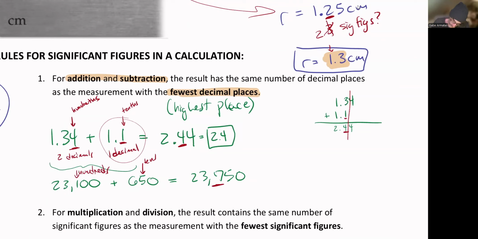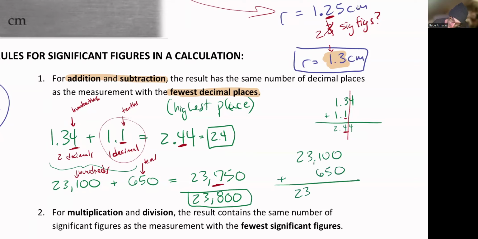So this would round to 23,800. There we go. Done. Again, we could use this other method by saying, all right, I've got 23,100 and I've got 650. I'm going to add them together to get 23,750. And then I'm going to take that line and put it in where I see the last significant figure. It's right there because we have to look at the highest. That's where I'm going to round. Same idea, but a different way of looking at it. It's up to you to decide how you want to do it.